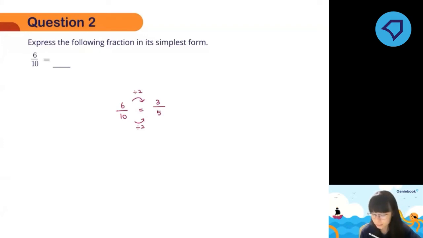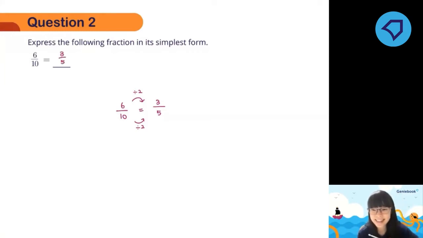Then we have 3 and 5. Can 3 and 5 be divided by the same number again? No, correct? Because 3 can be divided by 3, but 5 cannot be divided by 3. Okay? So your simplest form would be 3 over 5.